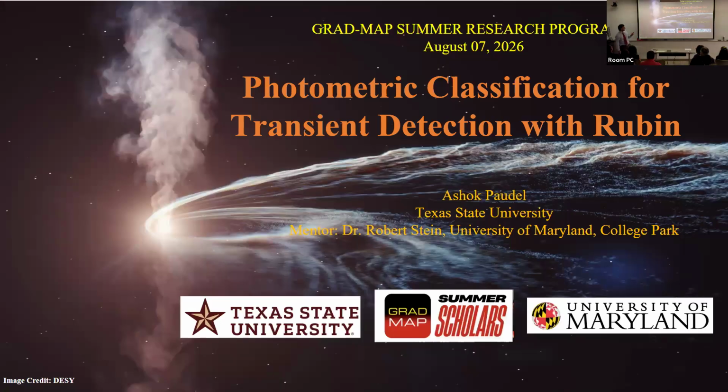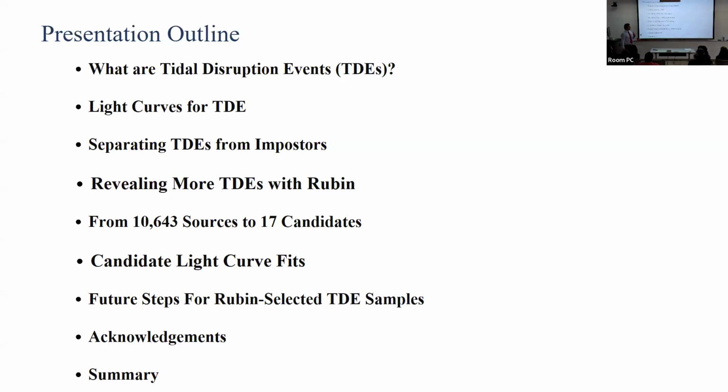Okay, let's get started. Hi, I'm Ashok, and I'm here to present my summer research program titled Photometric Classification for Transient Detection with Rubin under the mentorship of Robert. So let's get it started.